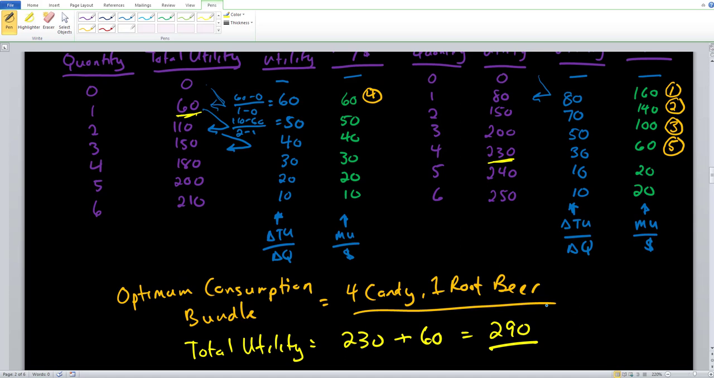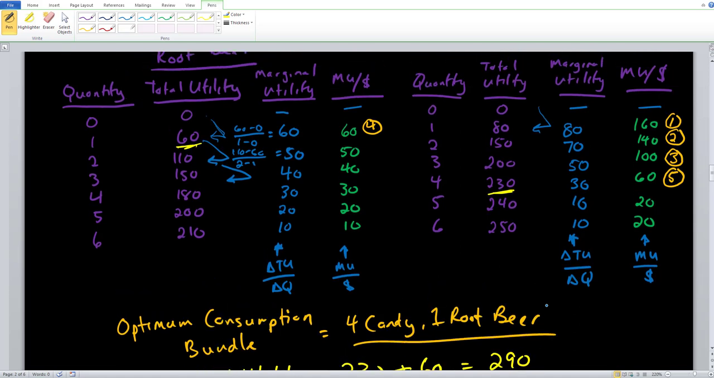The other way to approach this total utility is to add up the marginal utilities for each respective quantity. So here we're consuming 4 units of candy. When we add up 80, 70, 50, and 30, that's exactly where we'll get this 230. And then when we add up the marginal utility for 1 unit of root beer, we get that 60 right there. So once again, the sum of marginal utilities is going to equal total utility itself.